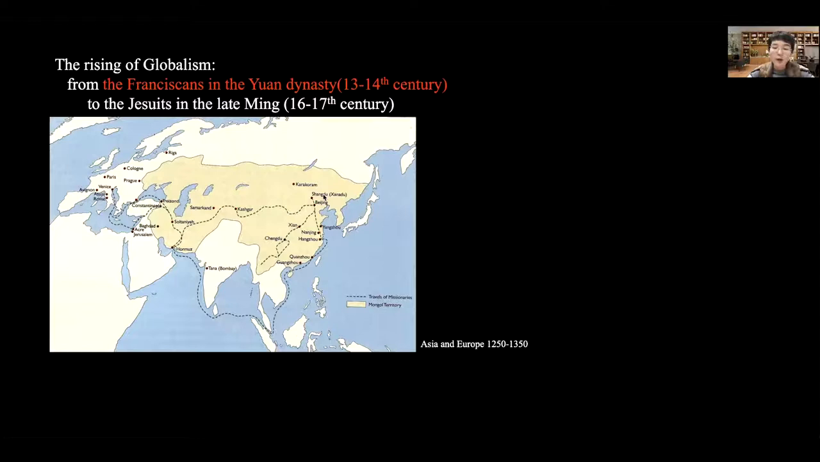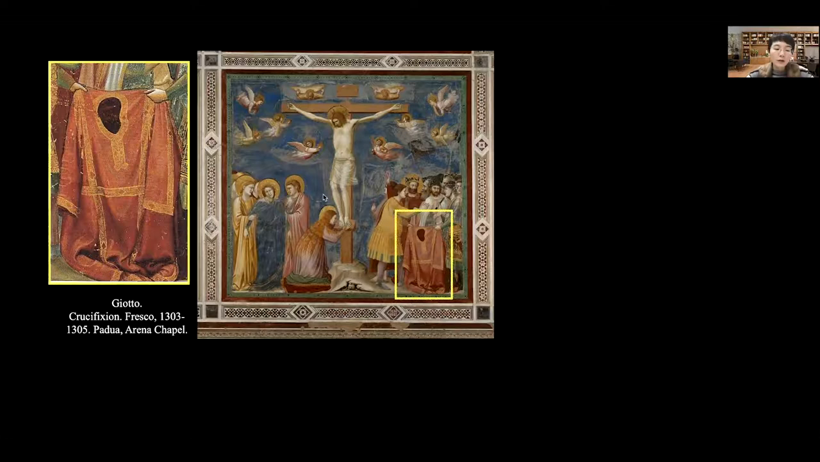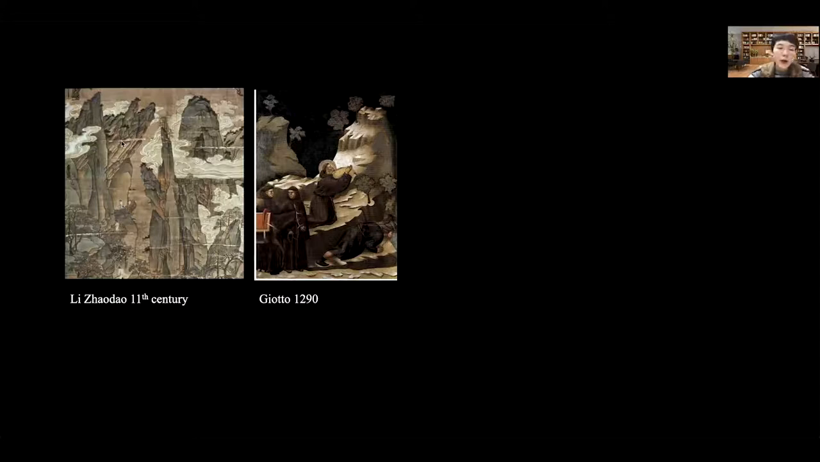The Franciscan order is also an important patron of Giotto, as we know, the father of the Renaissance. We find Mongolian elements, like maybe this Mongolian hat, and written characters in Giotto's frescoes. And here, the ways of painting rocks and stones are quite similar between this earlier Chinese silk scroll and the later Giotto fresco.